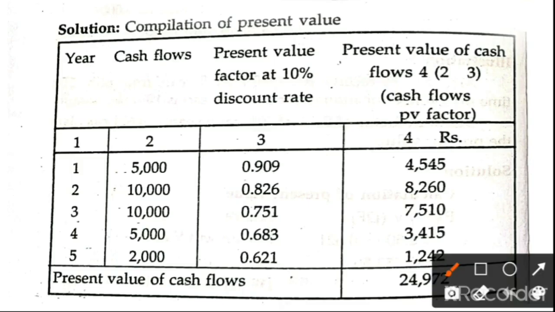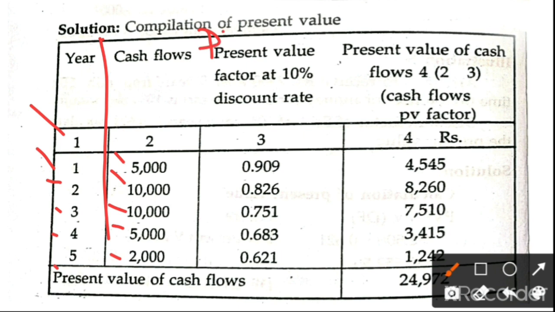Dear students, as I told you, they are given different year information: 1, 2, 3, 4, 5 years, and the cash flows are also given: 5,000, 10,000, 10,000, 5,000, 2,000. This is all the given information. The main important thing is the present value. So present value is equal to, one minute, I will write the formula.